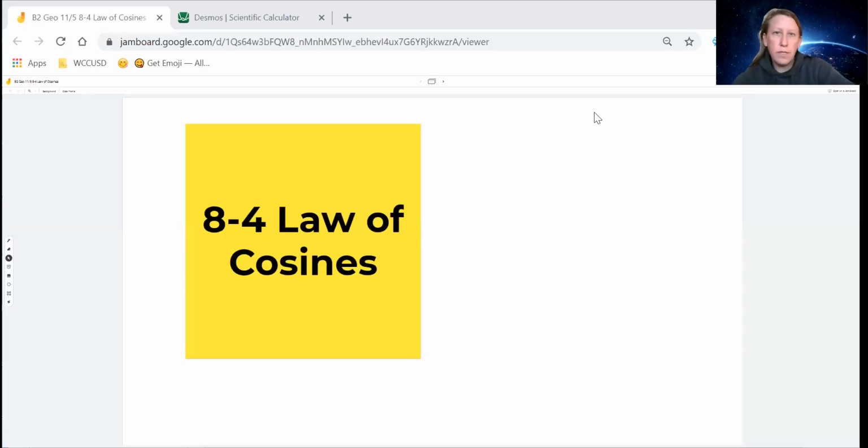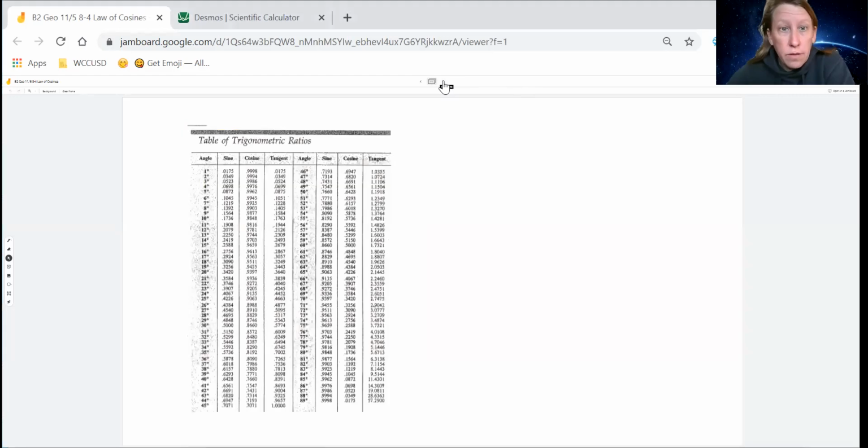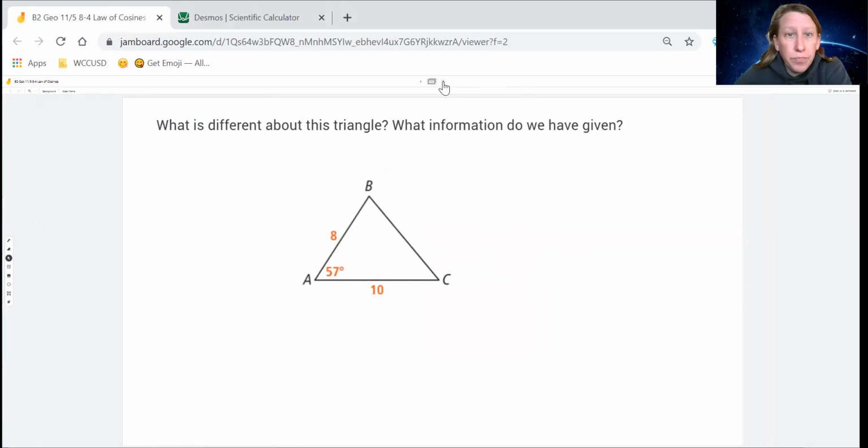Hello students, this is a lesson on using the law of cosines. Here's our wonderful trig table. And what's different about this triangle than the ones we've been doing a lot? Yeah, it's not a right triangle.